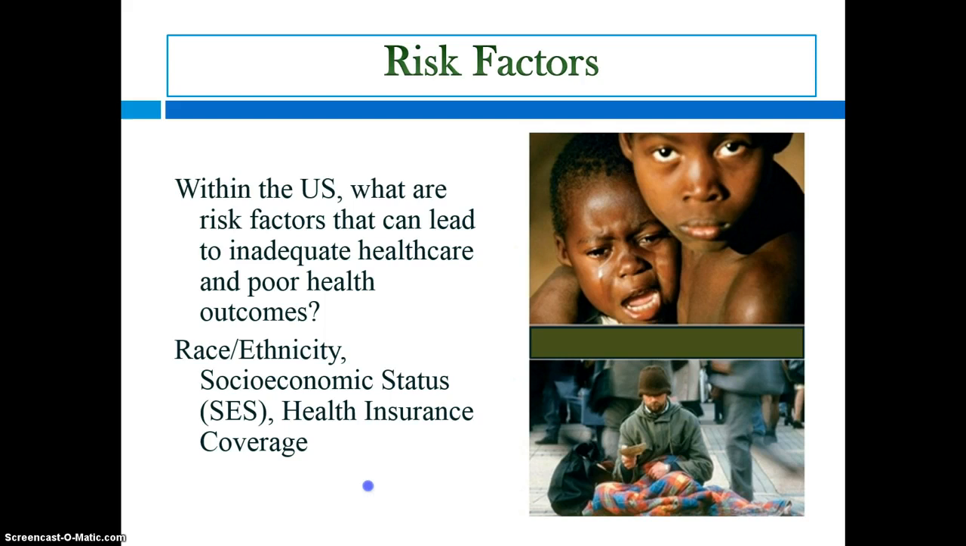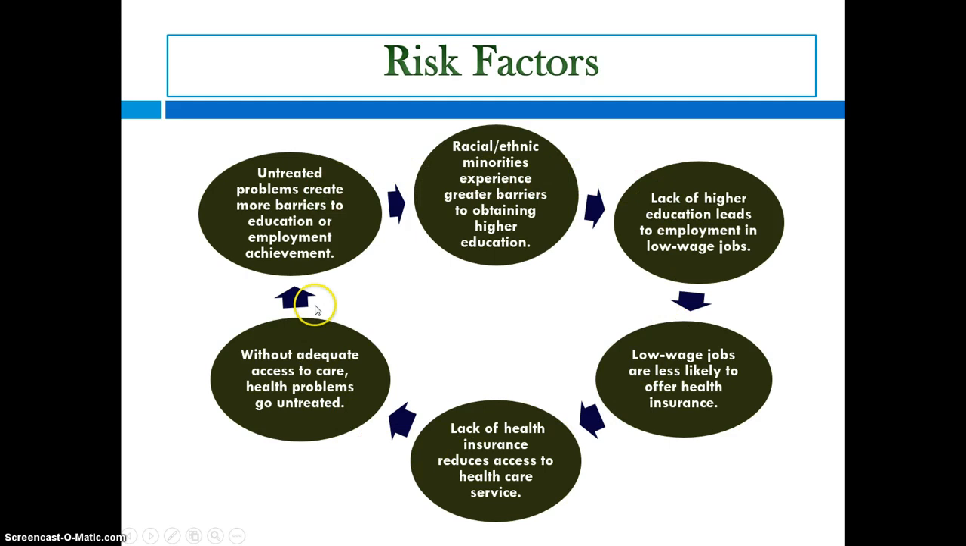And you will see that there is a cycle beginning with the very first risk factor, just being a part of a racial or ethnic minority. This group tends to have a greater barrier in obtaining higher education. We know that education in itself can lead to higher paying jobs. So that if someone is not highly educated, it leads to employment that is in a lower wage job.